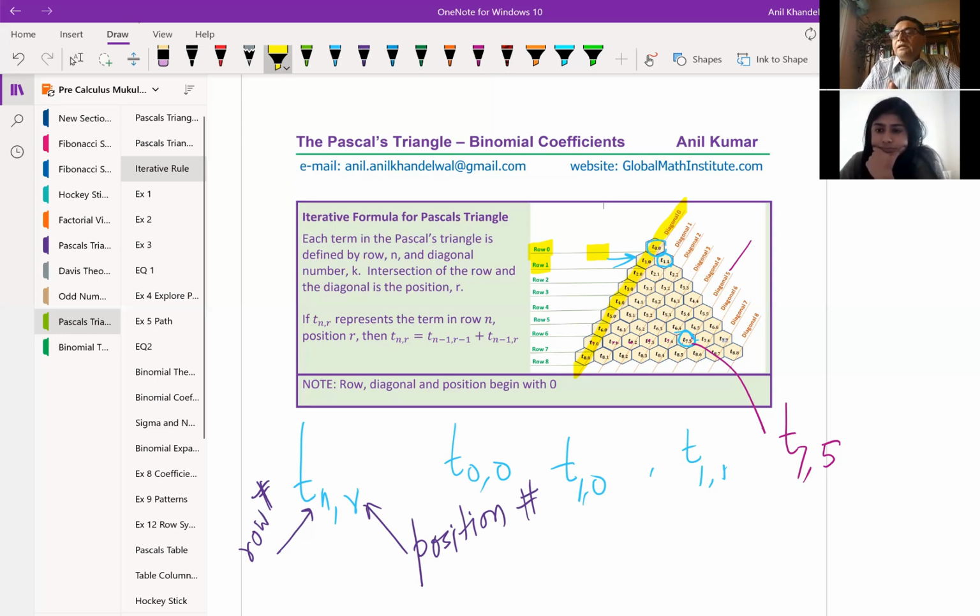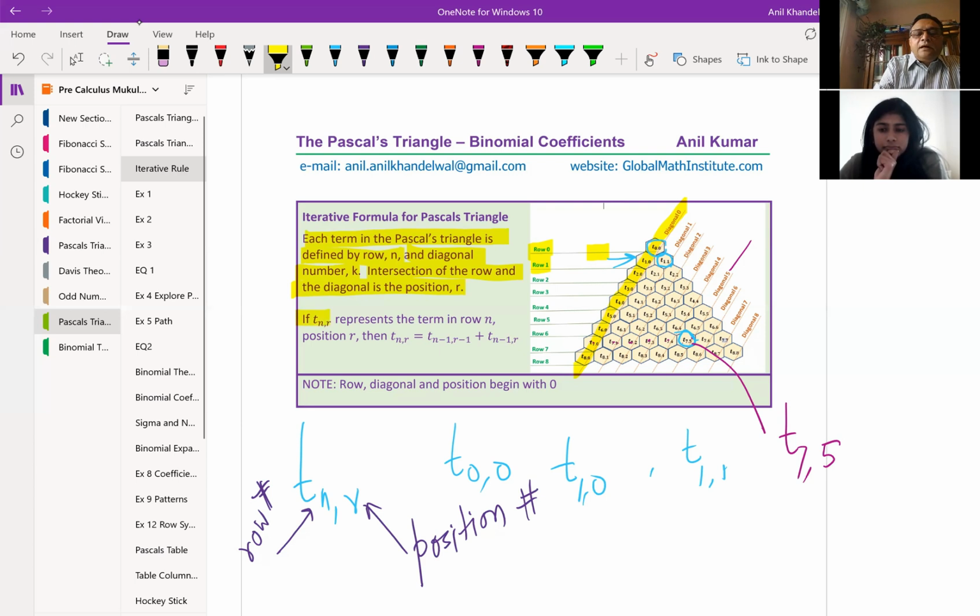But to be very clear about it, a cell is defined by the row and the diagonal in Pascal's triangle, where both start with 0. This is very important to understand. Each item in Pascal's triangle is defined by row n and diagonal number k. I have not used R for it; I'm using k, another alphabet. The intersection of row and the diagonal is the position R. So this R is the TNR number, which is the position from the left side, counting with 0.